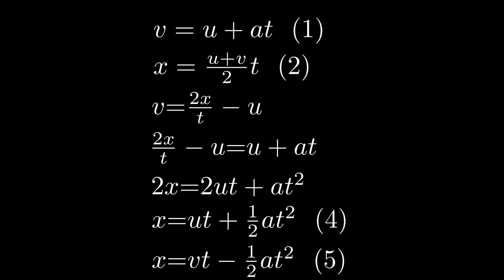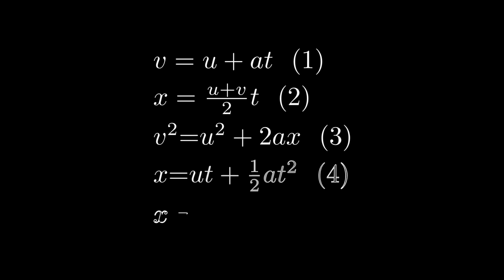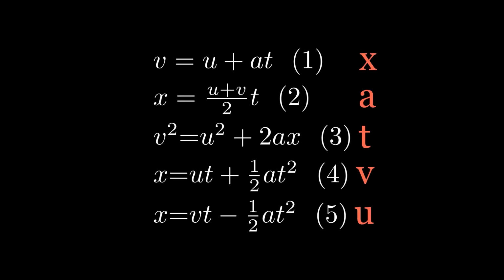So we have our 5 XUVAT equations. But why do we have 5? Well, if you look, each one is missing a term. Okay, so we've listed them in red next to each one. When you select which one to use, work out which term you do not have, nor have to calculate from the question, and you select the appropriate equation.